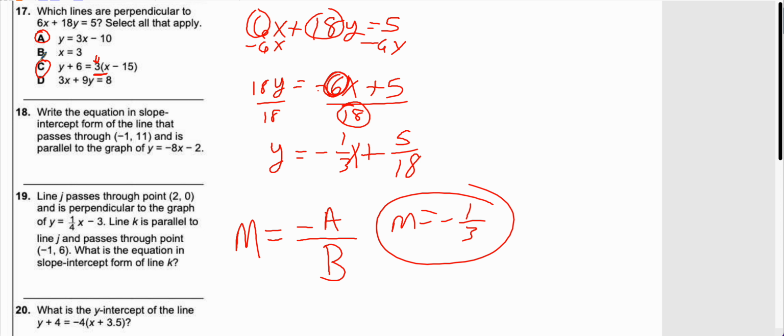D. This one's in standard form. How do you find the slope of standard form? Negative A over B. So that would be -3/9, which is -1/3. So that's actually a parallel slope to this, not a perpendicular. I used the shortcut to get the slope. That's not it. So D is no good, B is no good, but A and C work.